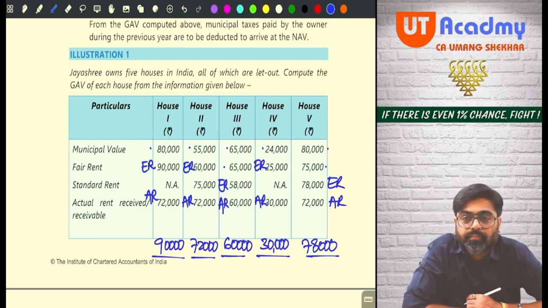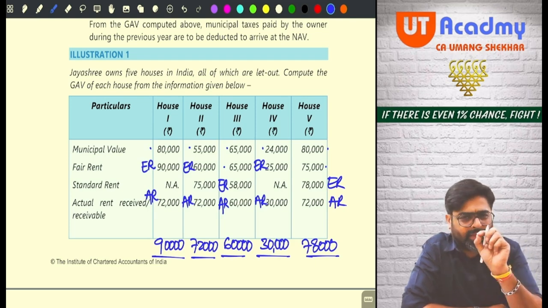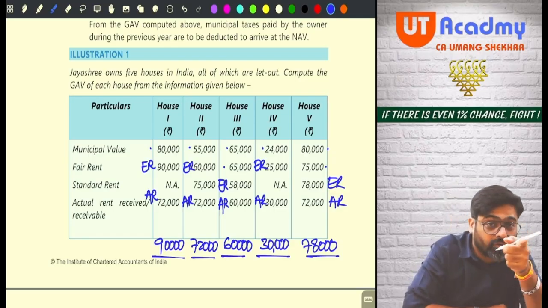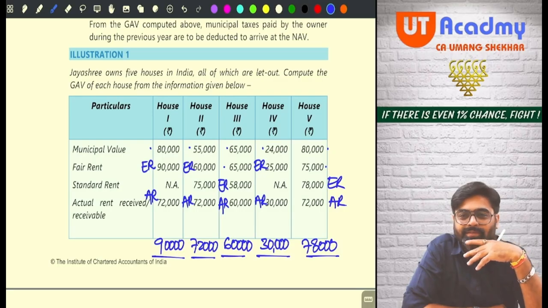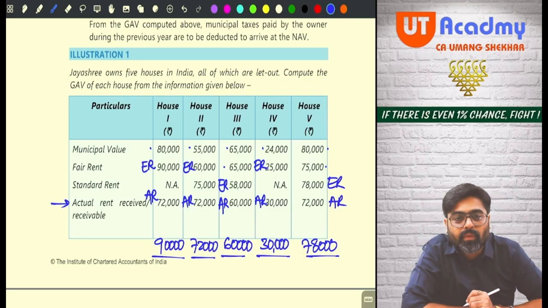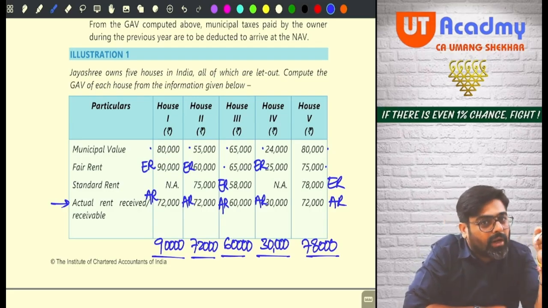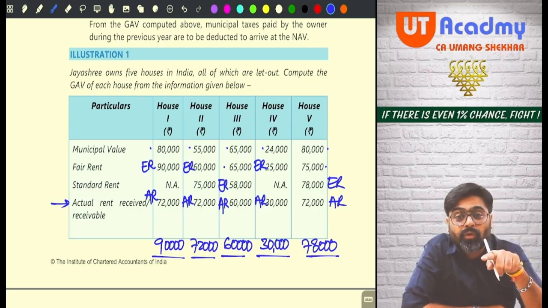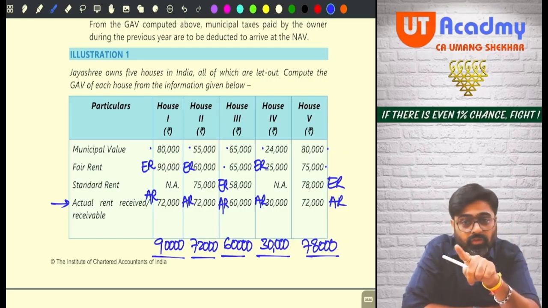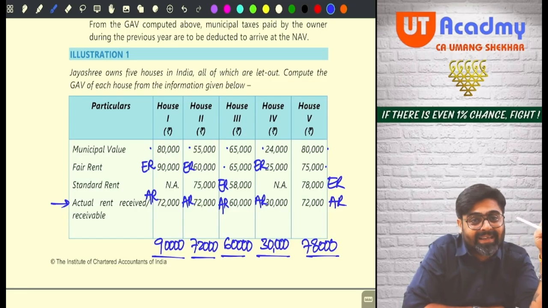Any problem here? Perfect. Now should I complicate this thing a little bit? What if vacancy was also given in all the cases? So this actual rent would not be for 12 months. For example, 2 months vacancy was given. So this actual rent was for 10 months.